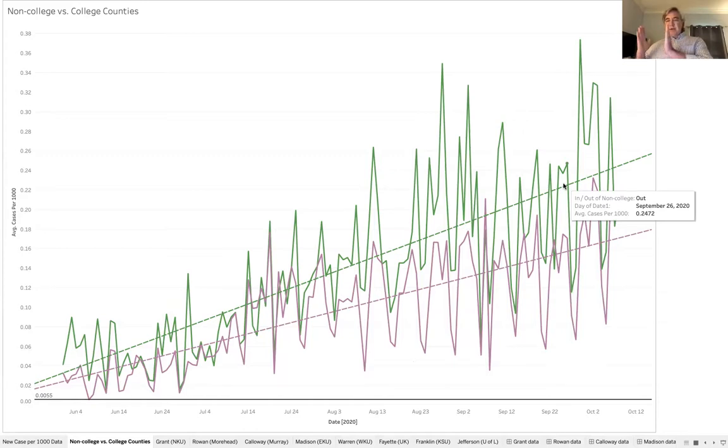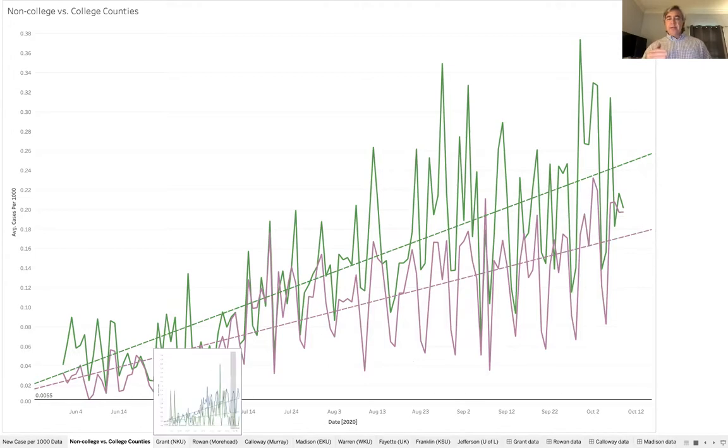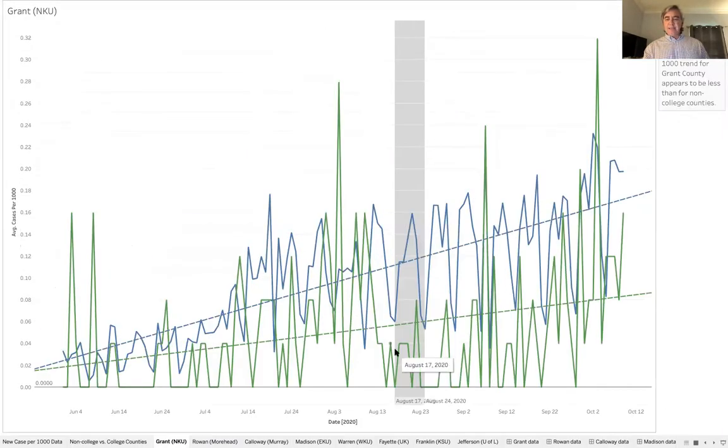But I want to look at what happens before they open and then a week after the schools open in each of the individual counties. And I'll take them in the order of the ratio of their schools' enrollment to the population of the county. So the least likely, or the most likely to be affected, is Grant County, which houses NKU.